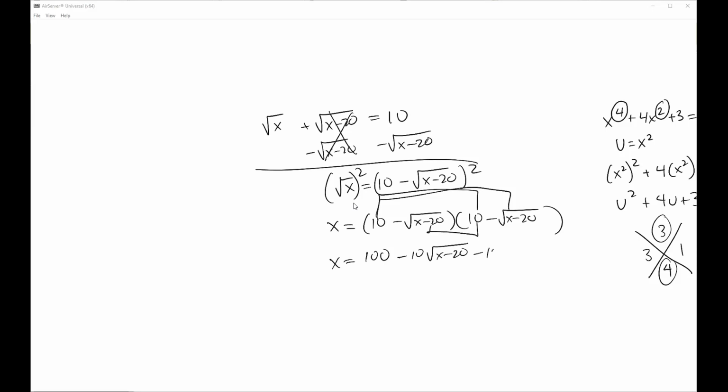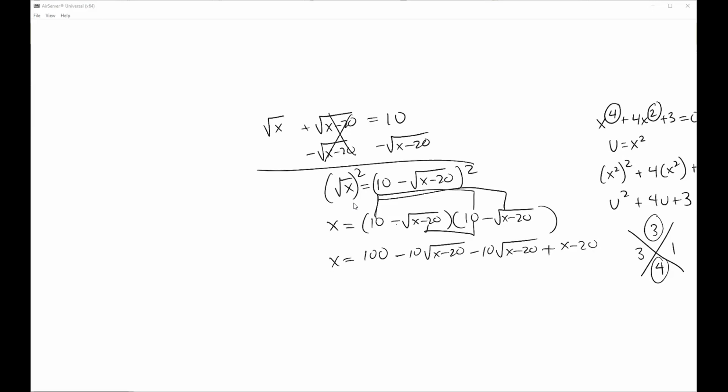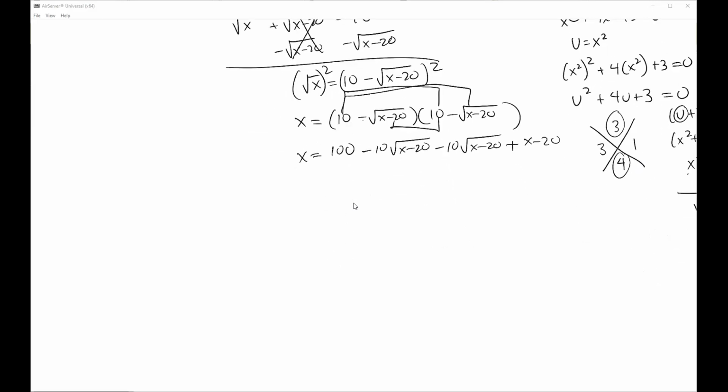Plus, a minus and a minus is a plus. Radical x minus 20 times radical x minus 20, we just get rid of the radical, so it's x minus 20. Combine like terms. Right, it'll be x is equal to the 20 and the 100, so I can make that 80. These two make a negative 20 radical x minus 20, plus x.